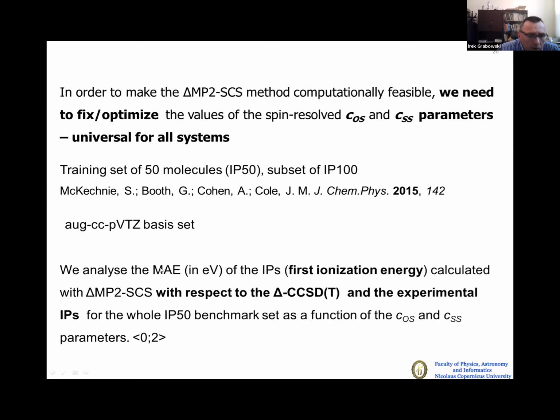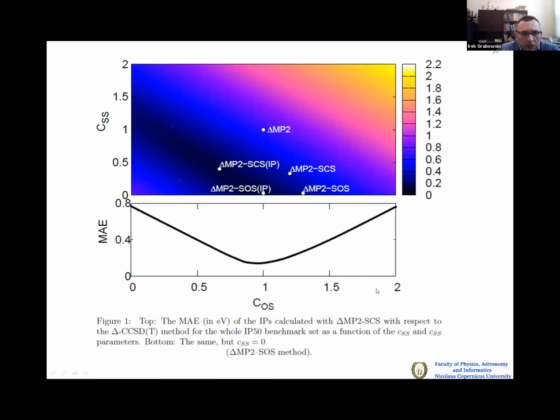So to fix the coefficients, we analyze the error of the HOMO IP calculated with our delta MP2 SCS with respect to delta dash CCSD(T), and also with respect to experimental IPs for the whole benchmark set, as a function of the coefficient. So the results of our scan are here.